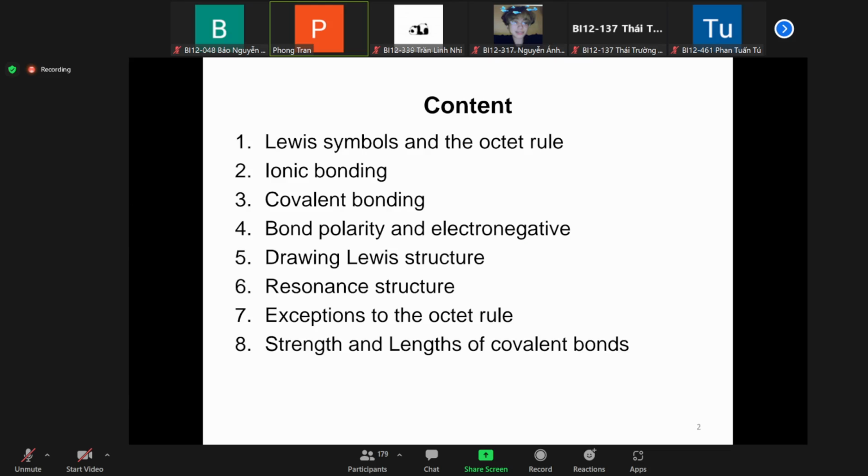We talk about the octet rule, so we want to look at what the exceptions could be, where the octet rule is not obeyed. And of course, we will discuss the strength of the covalent bond. Okay.